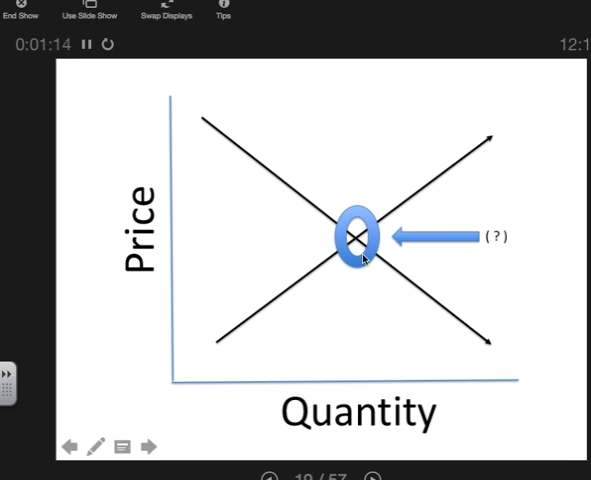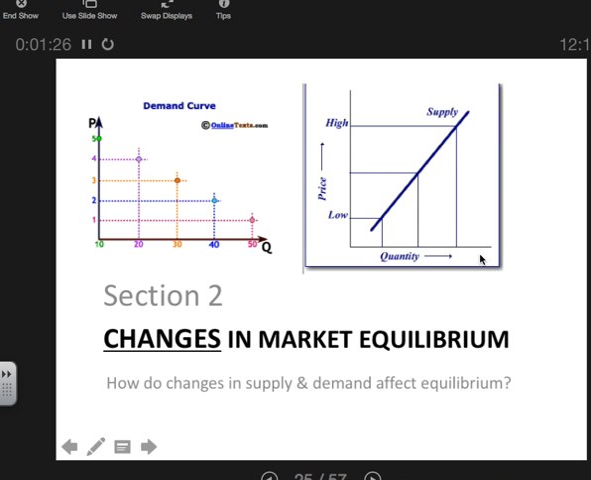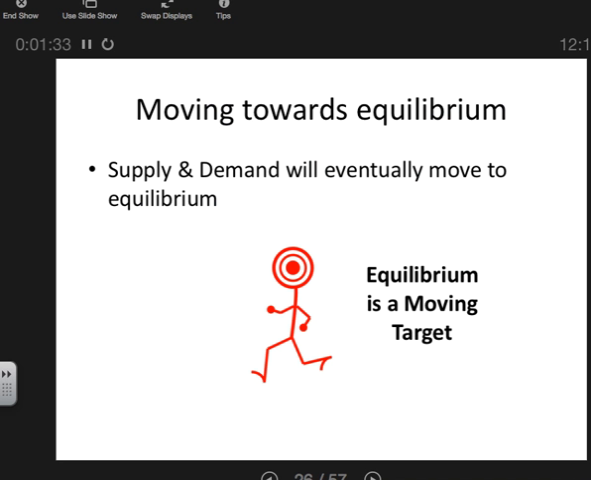What is this right here when they meet? Equilibrium. Good. And what about this if it's below equilibrium? Shortage. And this one? Surplus. All right. So now we're in section 2 here today. Changes in market equilibrium. So we talked yesterday about equilibrium, and it's very difficult to be there all the time.